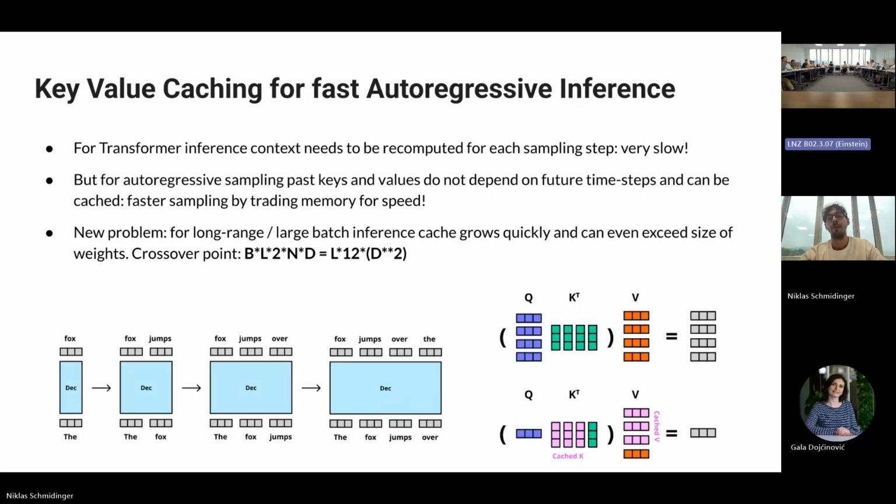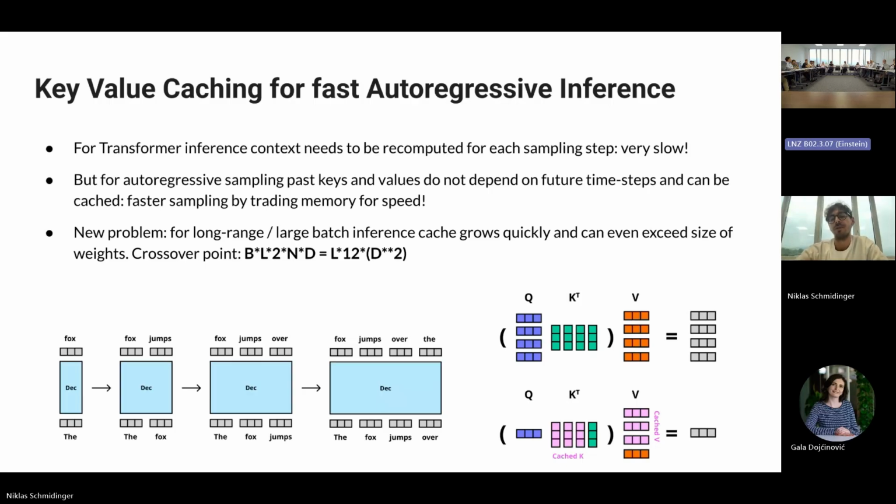So what people do to make this decoding fast is use the concept of key value caching. Because you have already computed the keys and values, you can just cache them, you just keep them around. Then for the current query, you just attend to these cached keys. Every transformer uses this in an autoregressive way for generation.